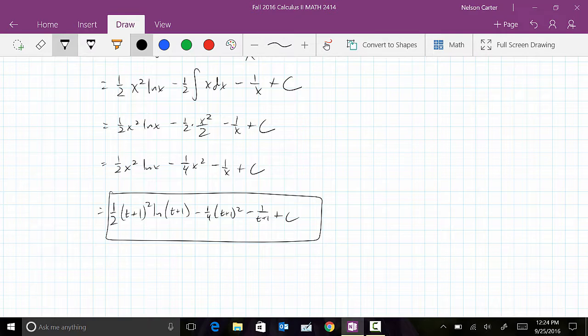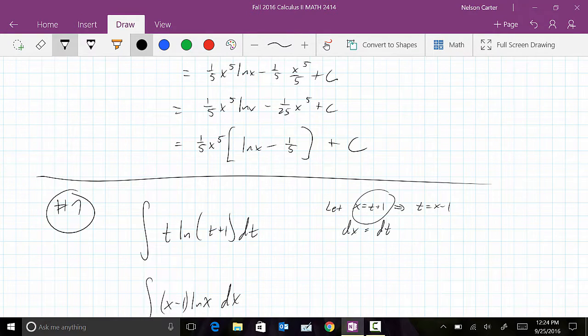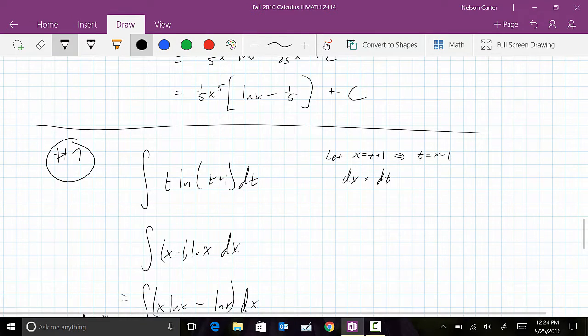Okay, so that's the answer. As I was saying earlier, did I need to do this substitution? I'm not sure if you needed to or not. You could maybe do it another way without the substitution, but I felt like doing it because I didn't like the fact that this had a t plus 1 in it. It's just instinct, a gut feeling. I didn't like it, so I wanted to get rid of it.